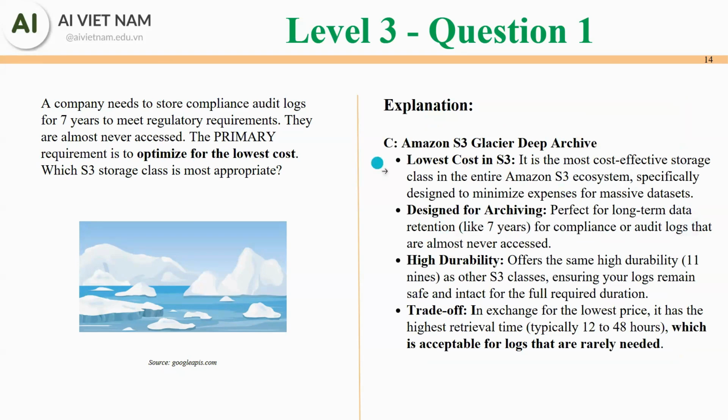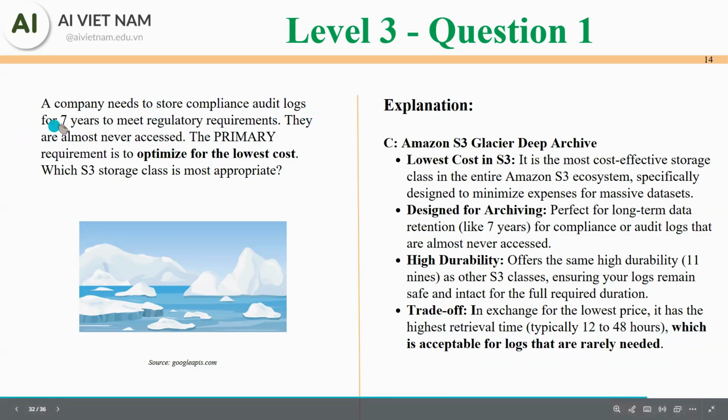Here are some of the characteristics. It has the lowest cost in S3, so it meets the primary requirement here. It is also designed for archiving. It is perfect for long-term data retention, like 7 years, and it also provides high durability, like the 11 nines of other S3 classes. The trade-off is that in exchange for the lowest price, it has the highest retrieval time, which is acceptable because they are almost never accessed.